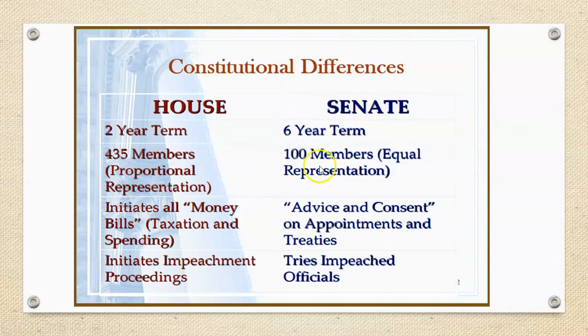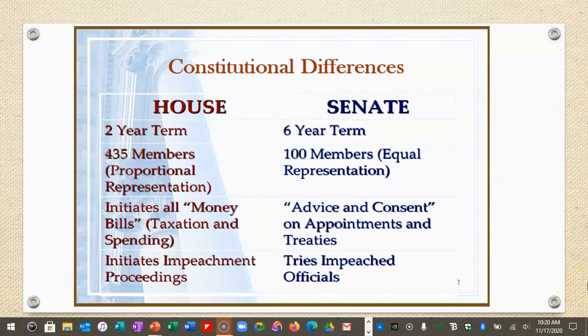Equal representation. There's 50 states. There's 2 per state, so there's 100 members of the Senate. 435 is the proportional representation. It's based on a state's population.